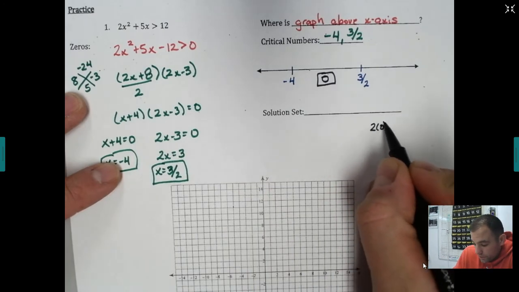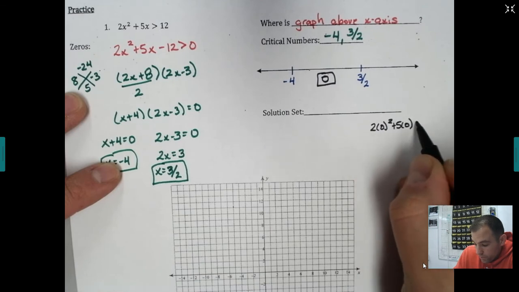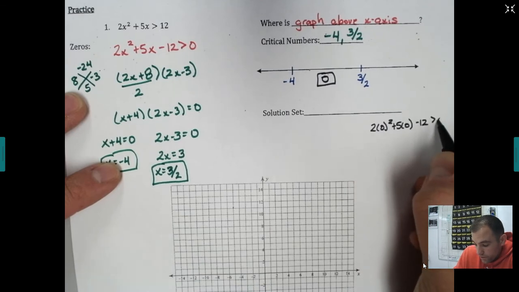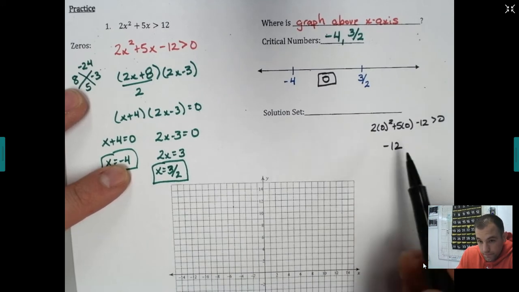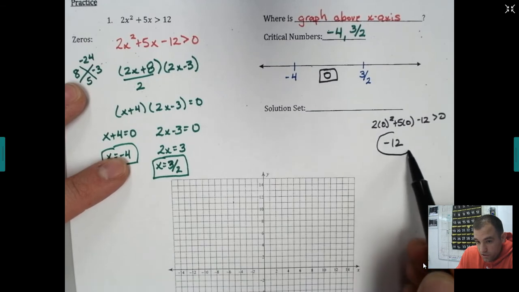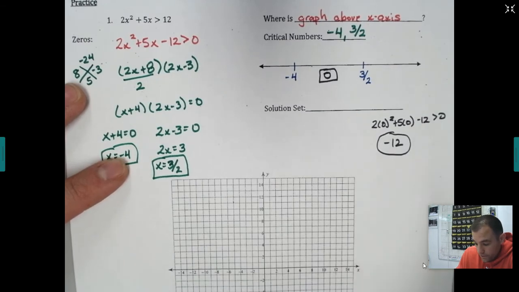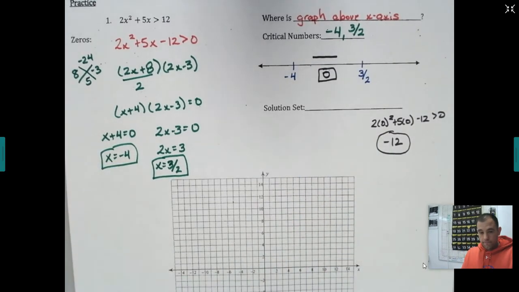I would have 2 times 0 squared plus 5 times 0 minus 12 is greater than 0. So if I solve this, I would get negative 12, correct? Because 0 plus 0 minus 12 is negative 12. So that gave me a negative answer. So I'm going to put a big negative sign in there.